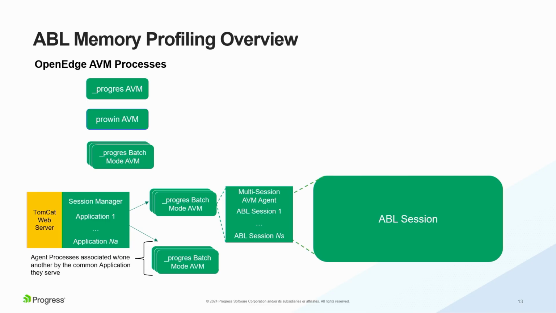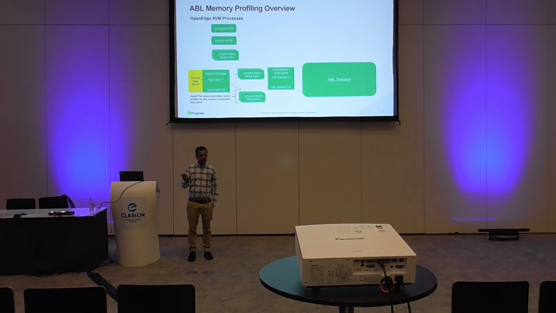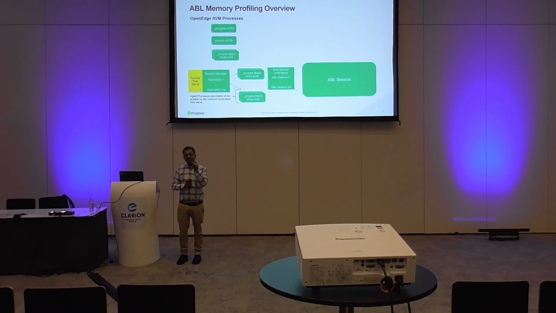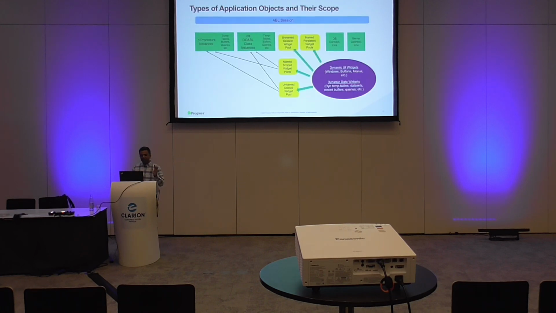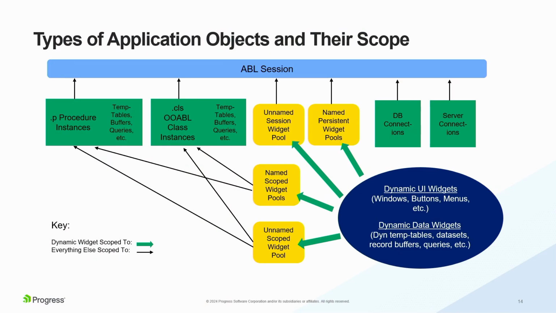Every thread, whether it is in a single-threaded process or a multi-threaded process, is associated with one ABL session. So whether I am working with a single-threaded or multi-threaded process, at the end, what I need to track is what's happening inside those ABL sessions. Everything will boil down to the ABL session. Now let's see what's happening in the ABL session. In my PASOE agent or single-threaded sessions, I have AVM sessions, and when I'm tracking the AVM, I am tracking the ABL session.